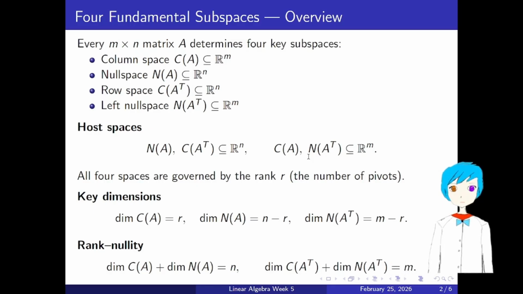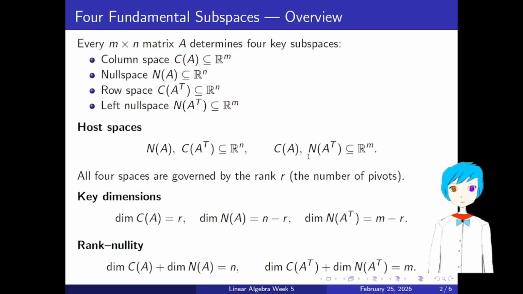The column space, the space spanned by the columns; the null space, the solution to Ax equals 0. Then if we transpose A to A transpose, we have the row space and the left null space. So the null space and the column space of A transpose belong to Rn, while the column space and null space of A transpose belong to Rm when A is an m by n matrix.